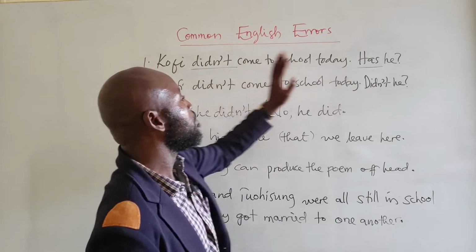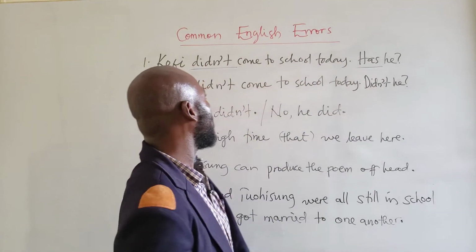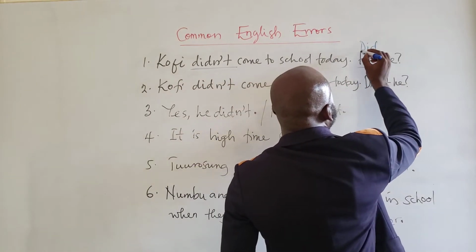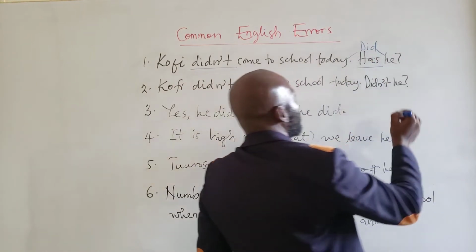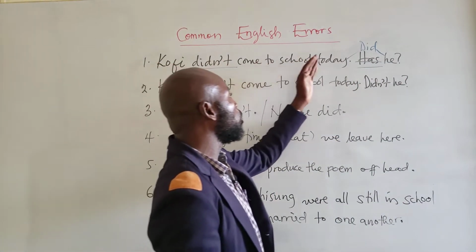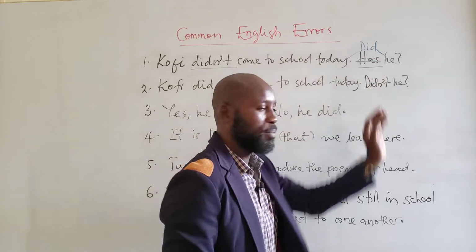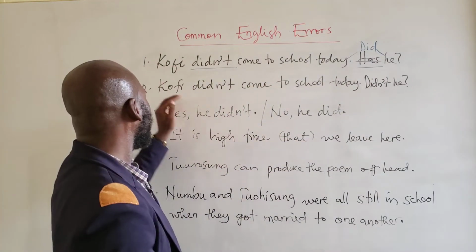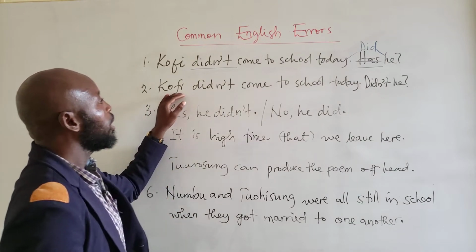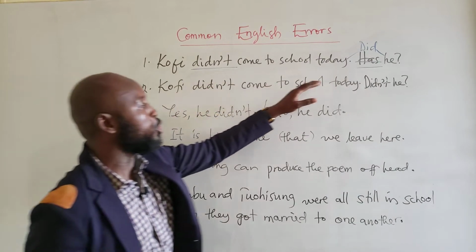This verb must go with the verb here. So the verb here should not be has, it should be what? Did. So not has. So Kofi didn't come to school today. Did he? Correct. Now let's come to the second statement. It says that Kofi didn't come to school today.